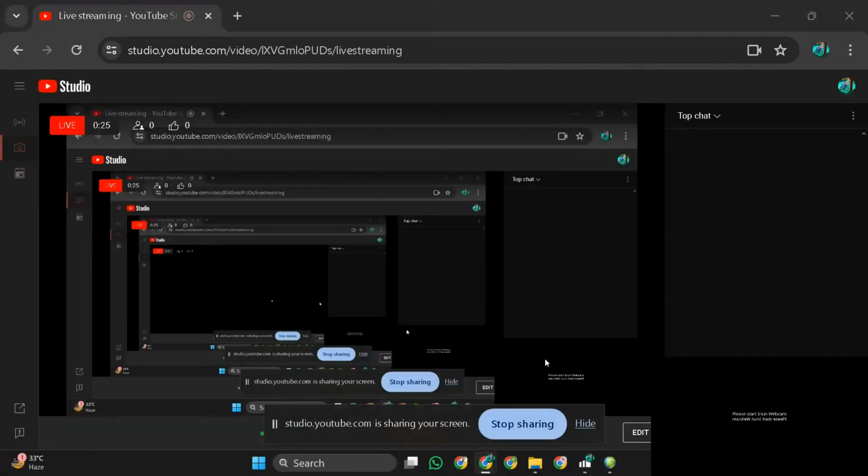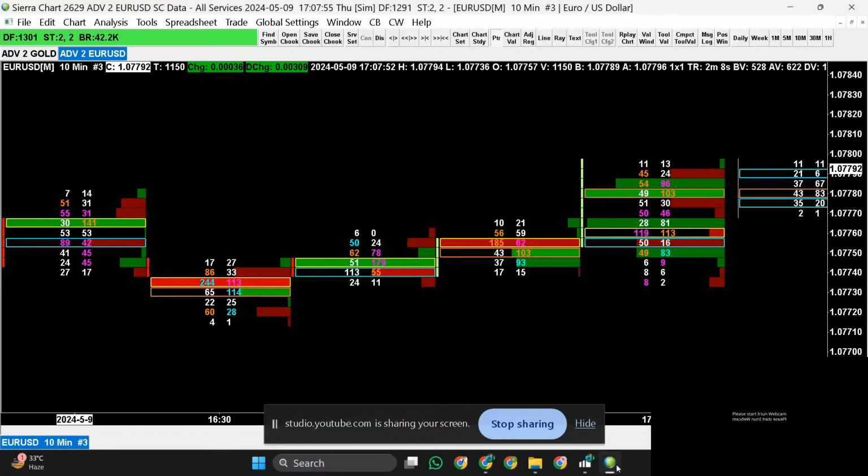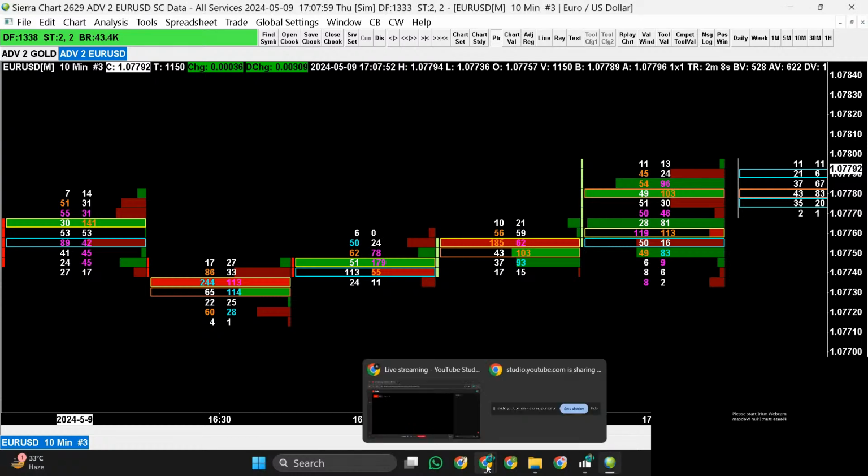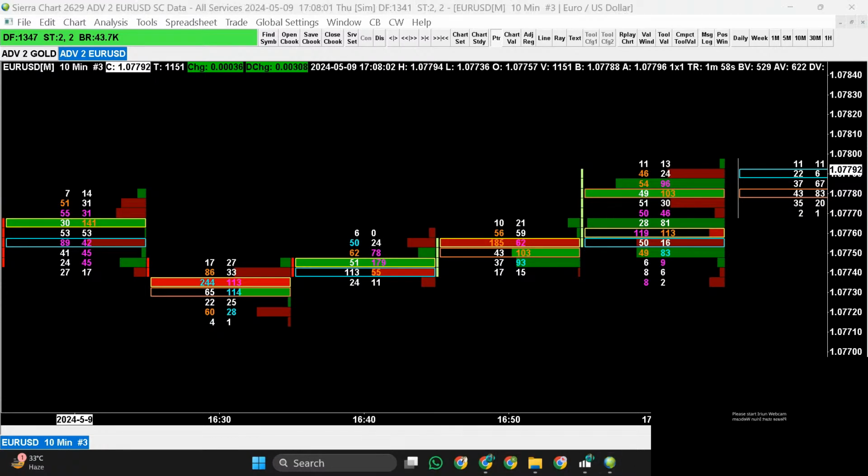We will be doing live trading. Let me present my screen first. So that's the footprint chart.